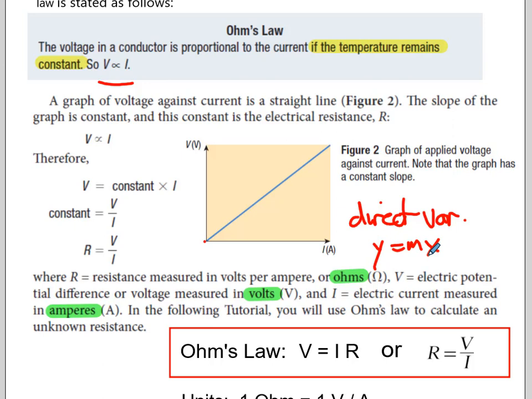You can see that over here, and what we would find is the slope of this line is our resistance. That would be a gauge of how difficult it is for the current to pass through the wire. Now, what's really nice about a direct variation is that you could take any two pairs of information, and if you divided them, you would get the slope of that line. That's the nice thing about a direct variation, and we're going to take advantage of that in the very near future.